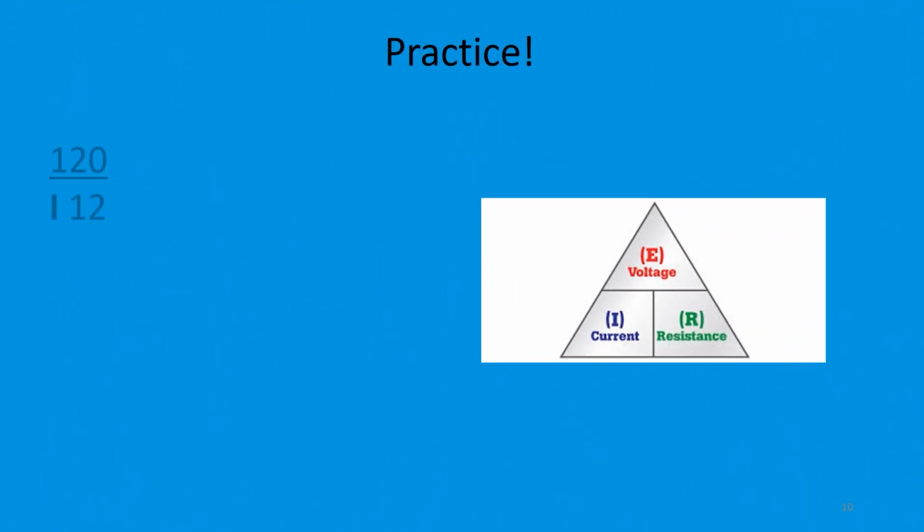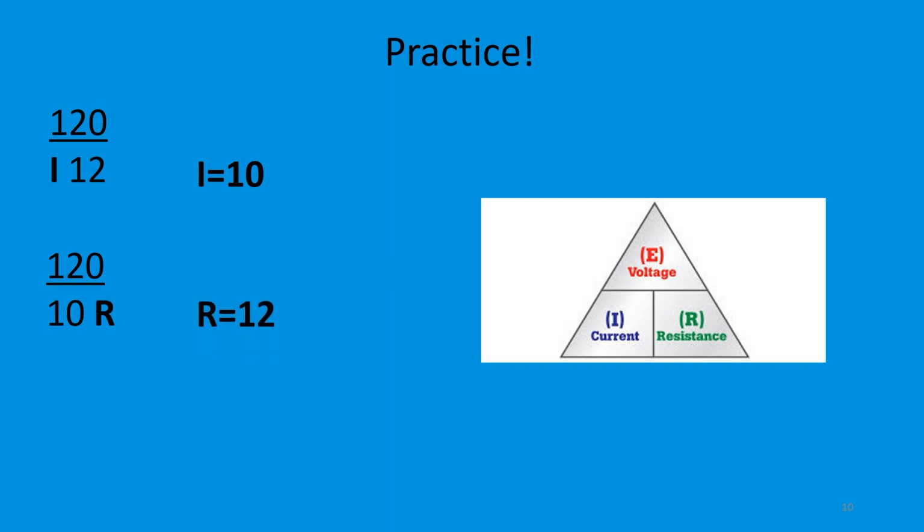All right, let's go ahead and do some practice. So let's see if we can solve this one. We have 120 volts on top, and we have 12 ohms of resistance, and we're trying to solve for current. So if you wanted to break out your calculator, first you would put the 120, and then you divide it by 12, and that's going to let you know that you have 10 amps in this scenario. Let's go ahead and do another one. So we have 120 volts, we have 10 amps, and we're trying to solve for R. So what we do is we take our 120 and we divide it by 10, and that's going to let us know that we have 12 ohms of resistance.